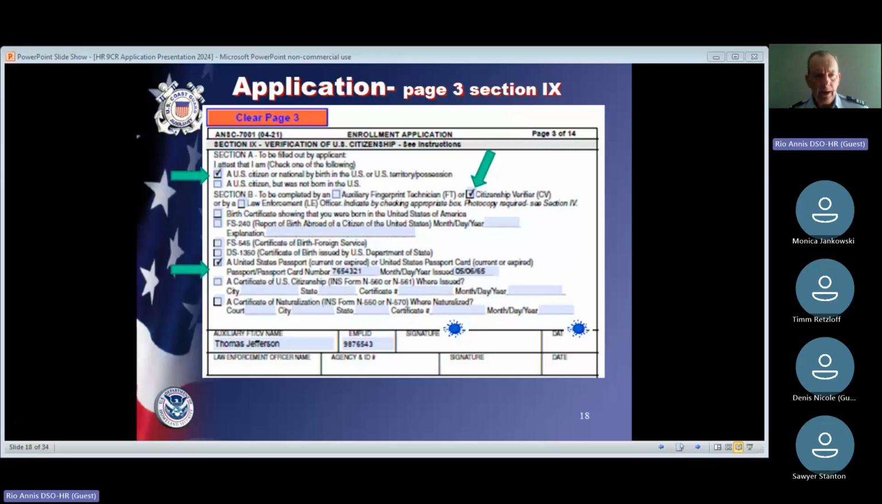So you'd mark the appropriate box. If it's a passport, you mark that box, put in the number, date of issue. If not, you would check the box for the birth certificate. That's about 5 boxes higher up.